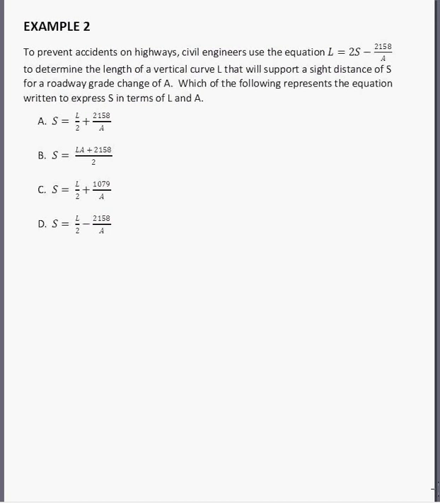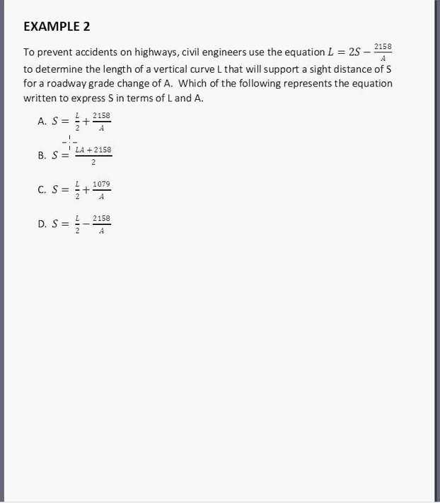Okay, let's take a look at a second example. Here we are given an equation L is equal to 2s minus 2158 over A, and we want to be able to find this expression with S as the subject of the formula. In essence, we want to isolate S.